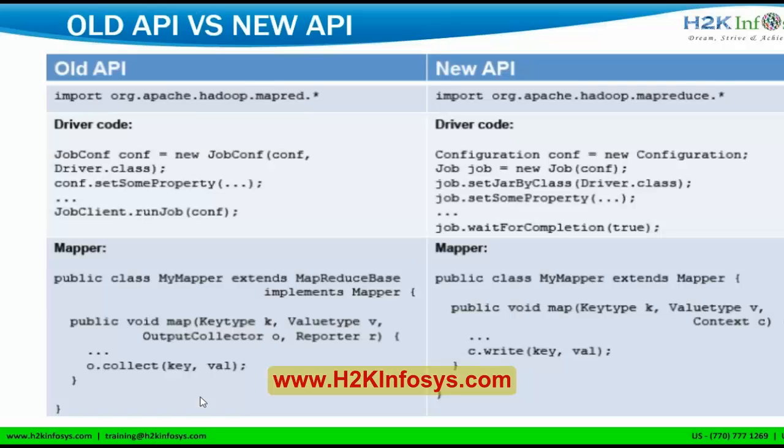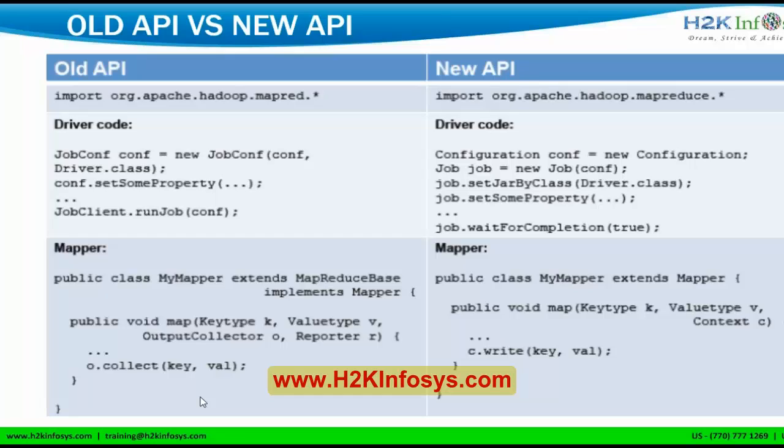So let's see a few differences between the old API and the new API. If you see the first point, the import statement itself changes between the old API and the new API. In the new API, I use hadoop.mapreduce.*, so all the packages or libraries related to MapReduce can be imported through hadoop.mapreduce, whereas I will use hadoop.mapred in the old API. Coming to the driver code, I will use JobConf in the old API, whereas I will use Configuration in the new API.